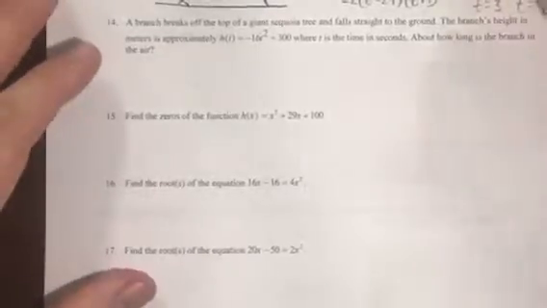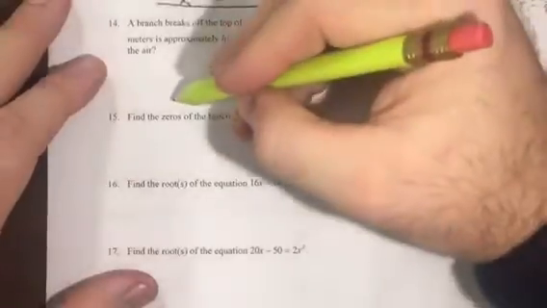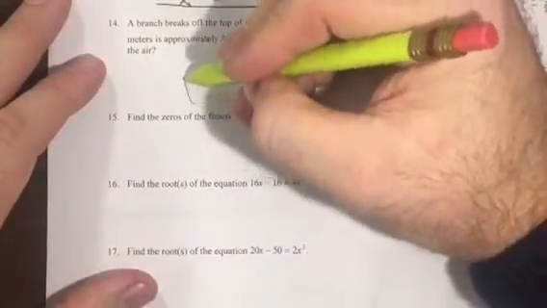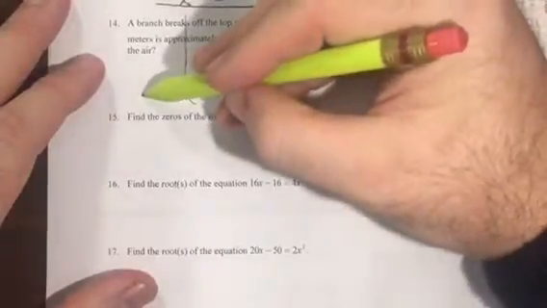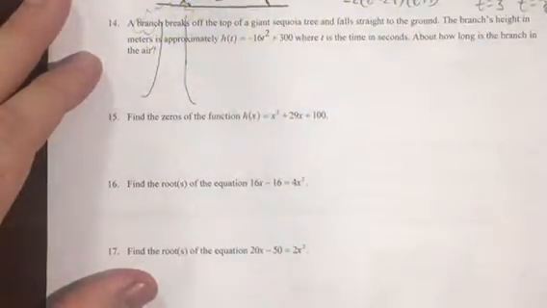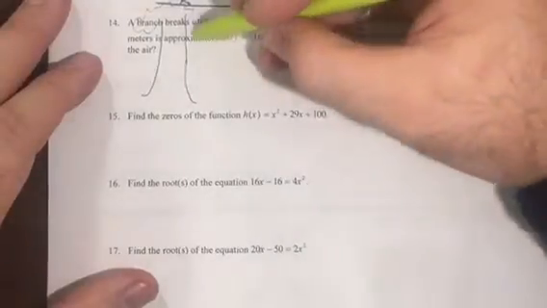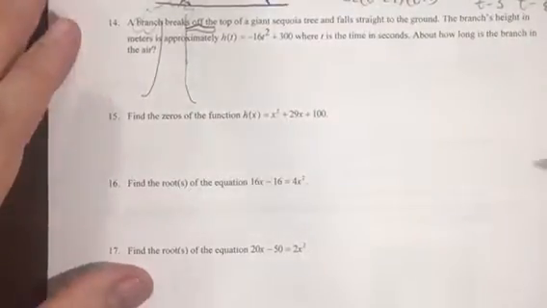Okay, number 14 on the short answer. All right, we have this humongous tree. I know it's a redwood, but we're going to make it look like an oak tree or something. Now it's got a branch.